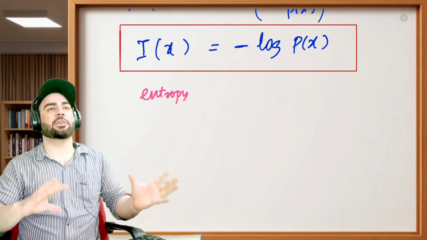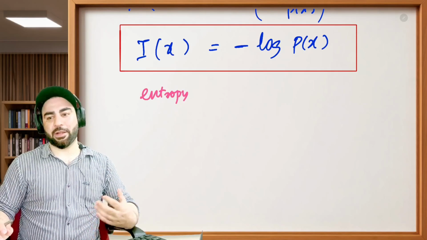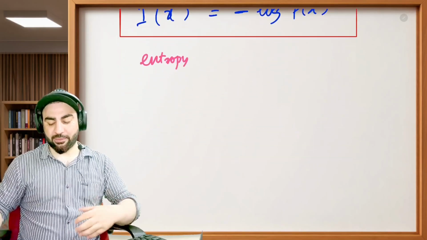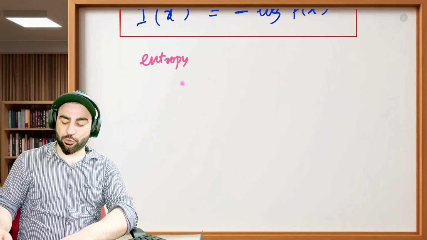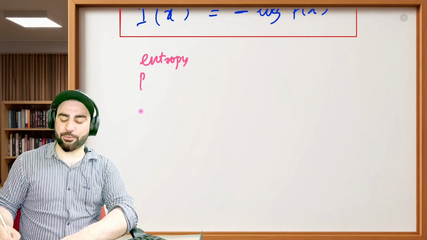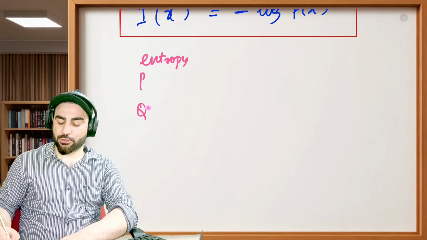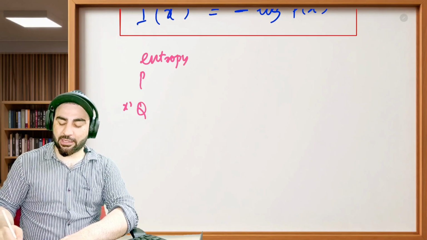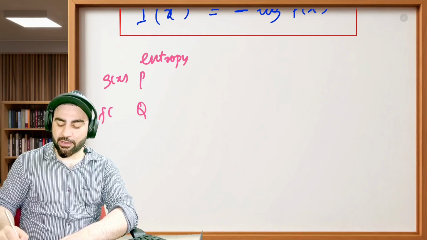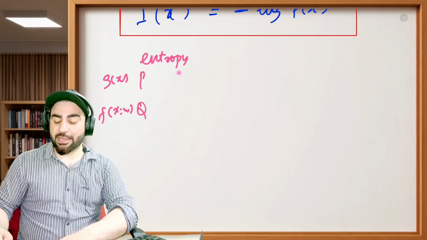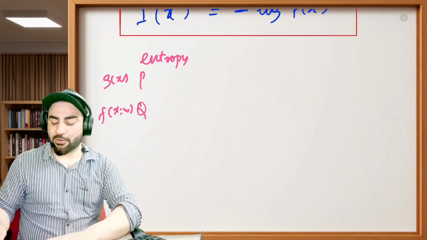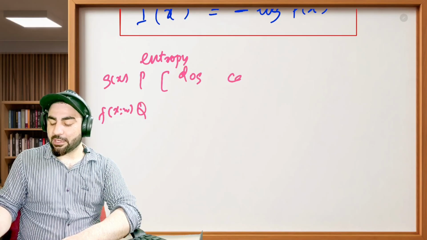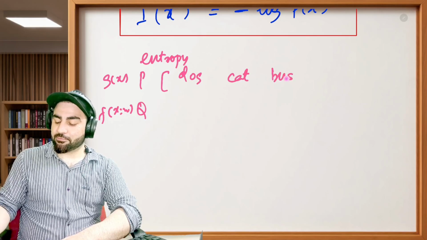Entropy in terms of computer science. Now how is entropy defined? If you have a probability distribution, say you have distribution P and some other distribution Q. In terms of our distributions, you had the real function G of X, and then you had f of X W, basically the estimating one. Suppose you have 4 classes: dog, cat, bus, and cycles.